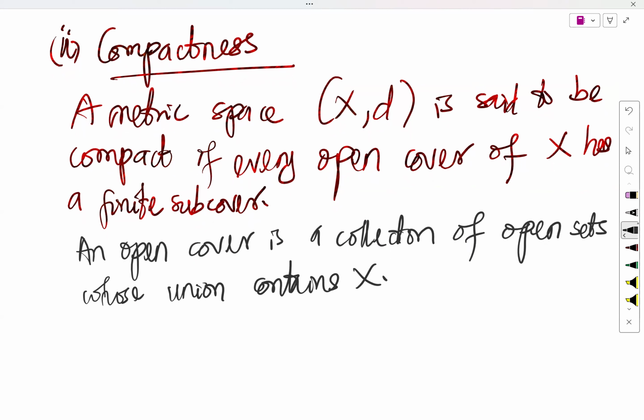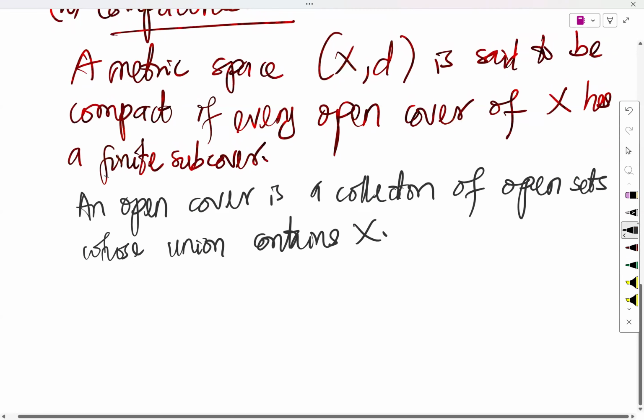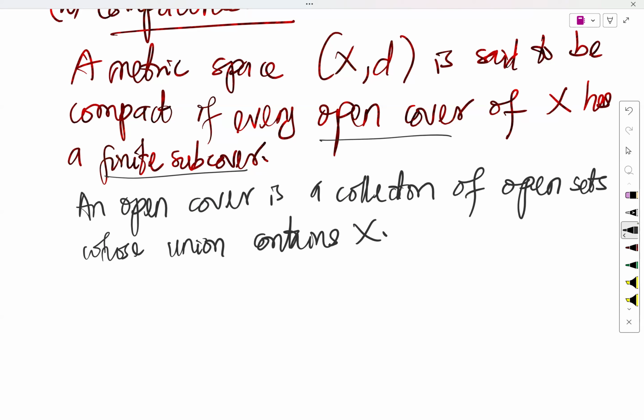You may want to refer to the definition of an open set. We've already talked about open sets in previous videos. So you see the idea of an open cover coming up, and finite cover. So we have to talk about that.